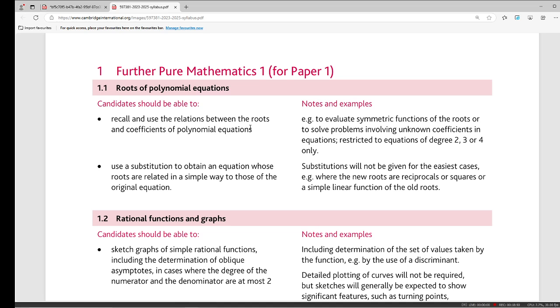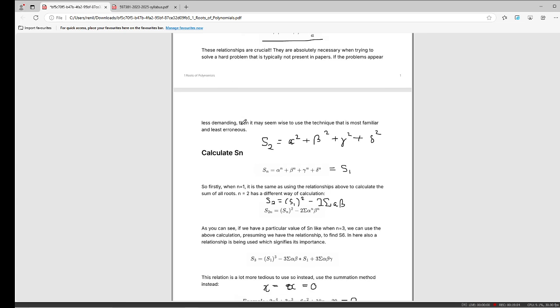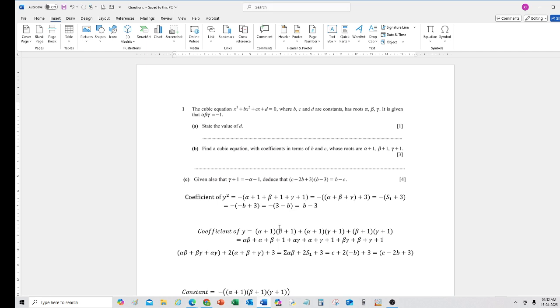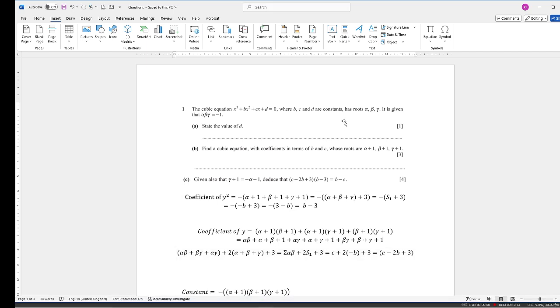The next topic is to use a substitution to obtain an equation whose roots are related in a simple way. This topic is extremely simple. All you have to do is basically understand the question, and I'll show you exactly what I'm talking about in the questions as shown. Over here are a few questions that I've selected and solved. I'm just going to run through each of these so that we can find our weaknesses and evaluate them. So for our cubic equation right here, we can verify it by seeing the highest degree of the polynomial is 3.